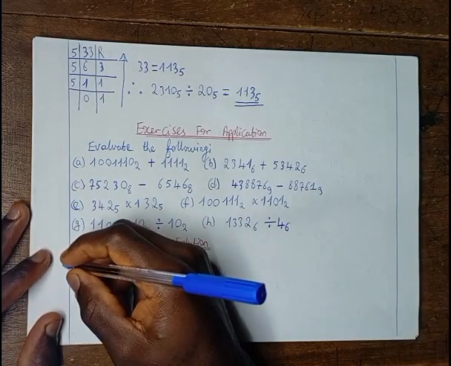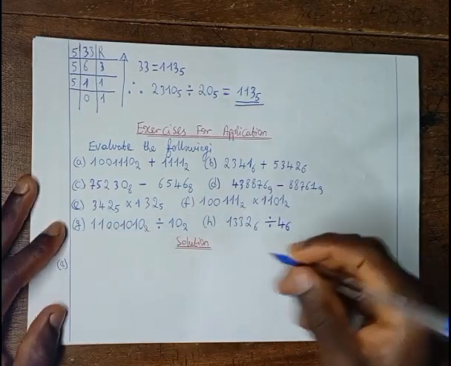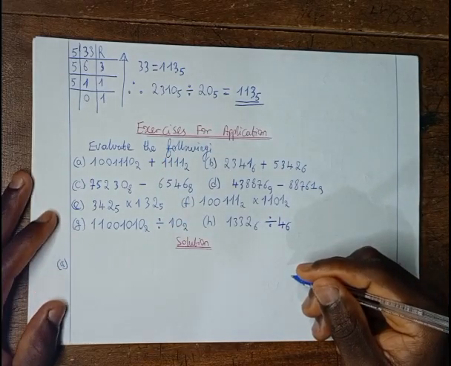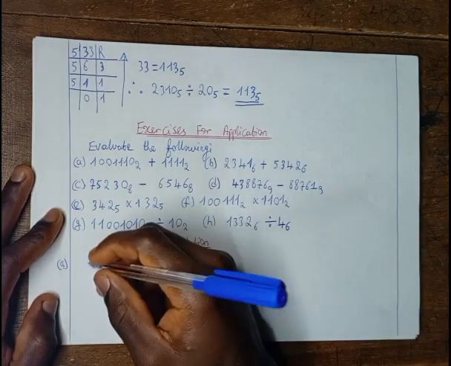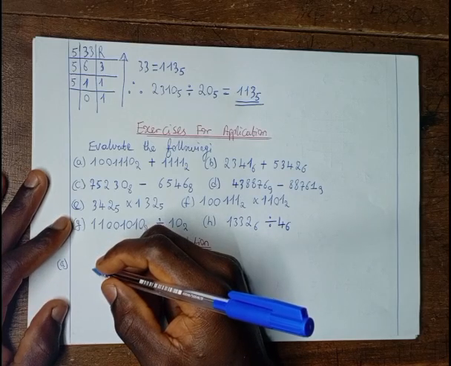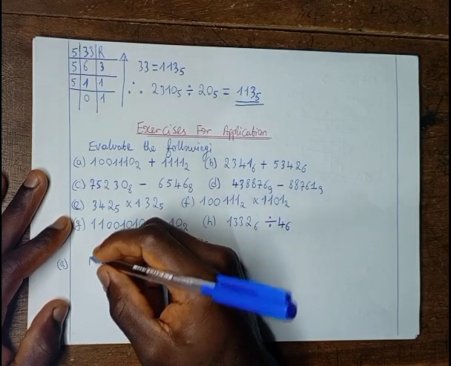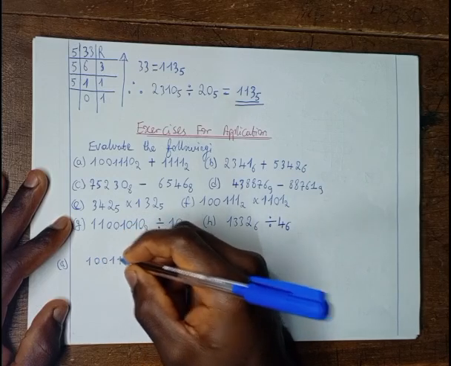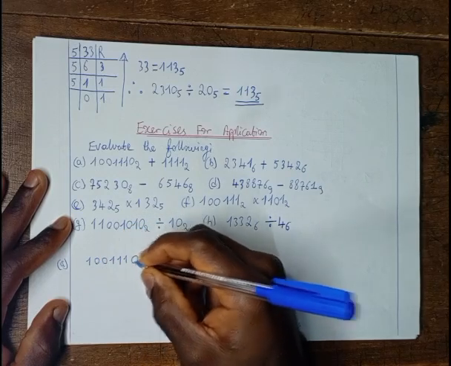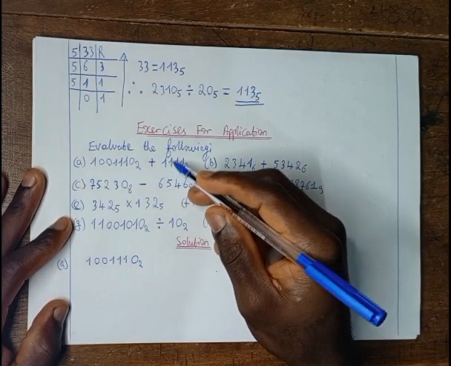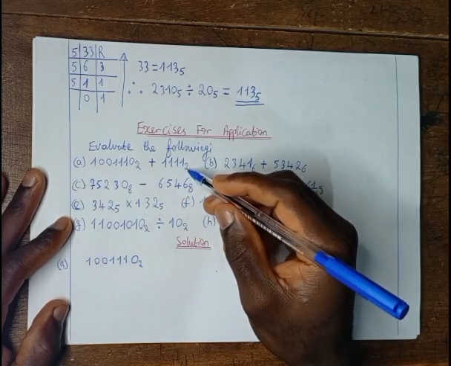Question E, we have to add these two binary numbers. The first thing we have to do is arrange the numbers such that the bases are vertically aligned. The first number we have is 1, 0, 0, 1, 1, 1, 0 in base 2. For the second number, we have 1, 1, 1, 1 in base 2.